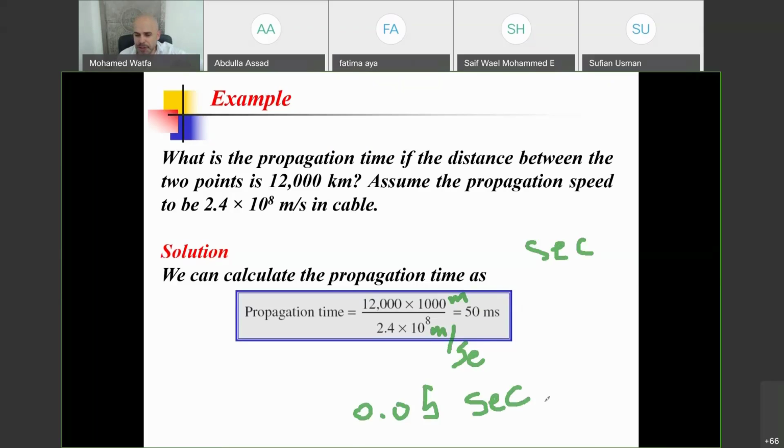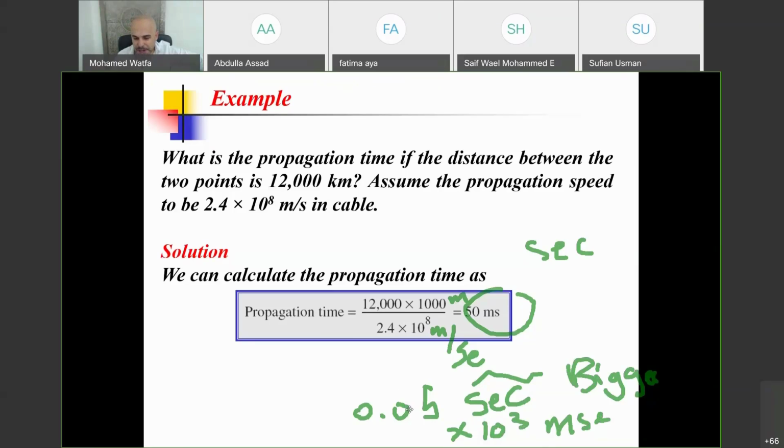So, if I want to change second to millisecond, second is bigger than milli. So I will multiply, not divide, right? I could multiply this by 1,000 to convert it to milliseconds. If I multiply this by 1,000, I will get this 0 here, and it will become 50 milliseconds.